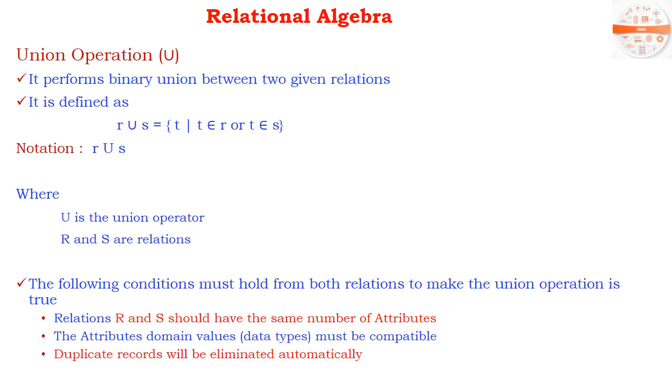And the next one is the union operation. It performs a binary union between two relations. For example, R is a relation and S is a relation. So we use the operation between the two relations. The following conditions must hold for both relations to make a union operation valid. The relations R and S should have the same number of attributes. The attribute domain values must be compatible. The duplicate records will be eliminated automatically.